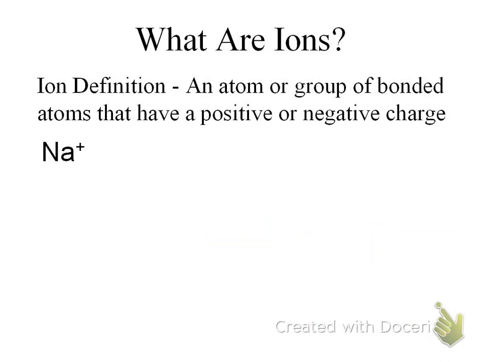Here's one, Na+. So the way we say this is it's really easy. We just say the sodium cation. Okay? So we just add the word cation after it. Here's another one, Cl-. This is a little different. We don't say chlorine anion. We say chloride anion.